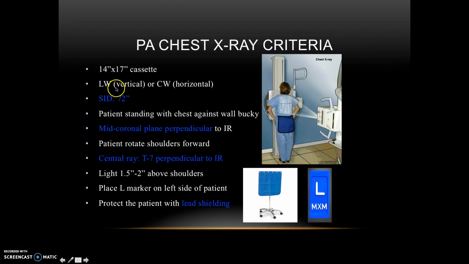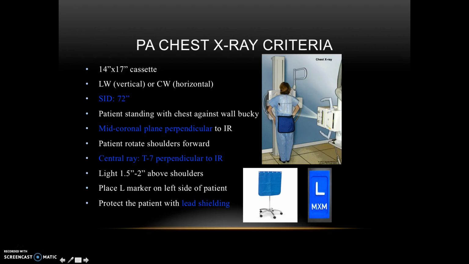We're going to place the cassette lengthwise or crosswise in the bucky here. We're going to be at a 72-inch SID, so the distance from the x-ray tube here to the bucky should be 72 inches. The patient is standing with the chest against the wall bucky, as you can see. The mid-coronal plane will be perpendicular to the image receptor. So we want no rotation.